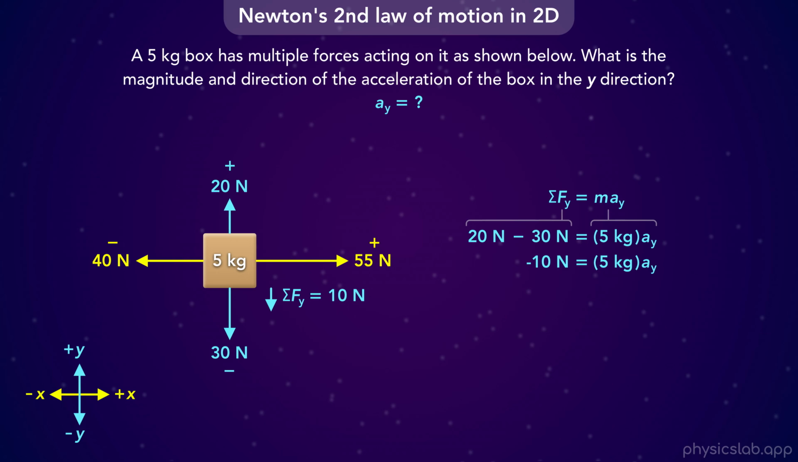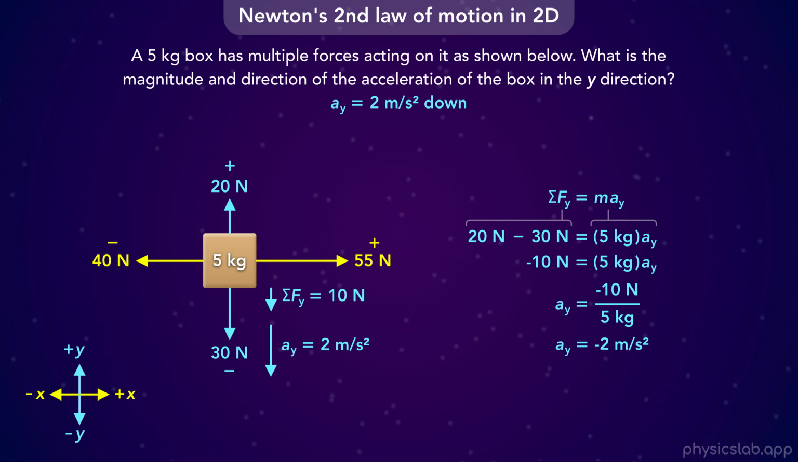the negative y direction. If we divide both sides by 5 kilograms, then the acceleration is negative 10 newtons divided by 5 kilograms, which is negative 2 meters per second squared. So the magnitude, or the absolute value, of the acceleration in the y direction is 2 meters per second squared, and its direction is downwards.